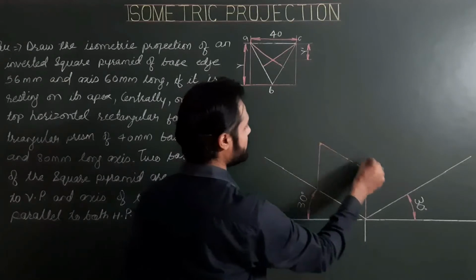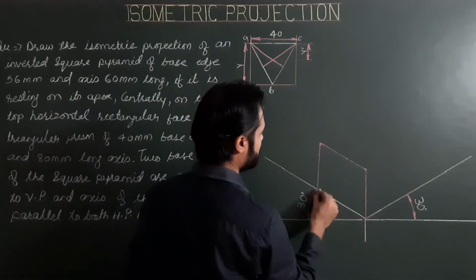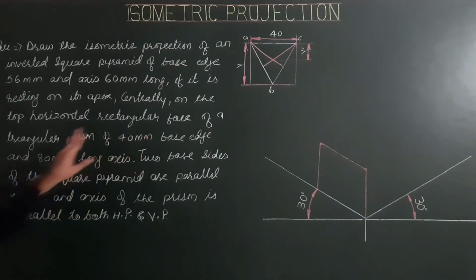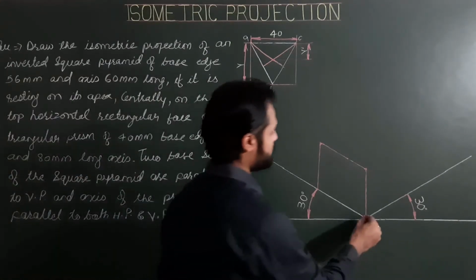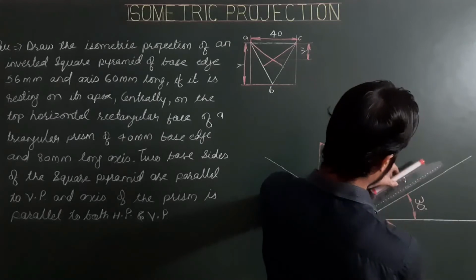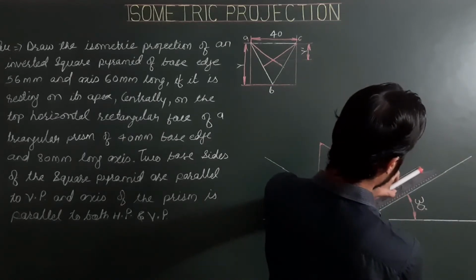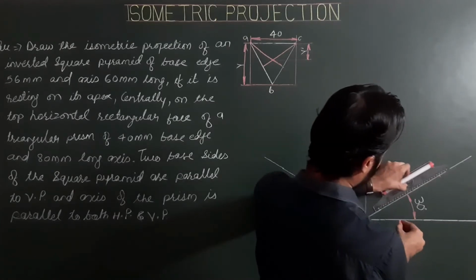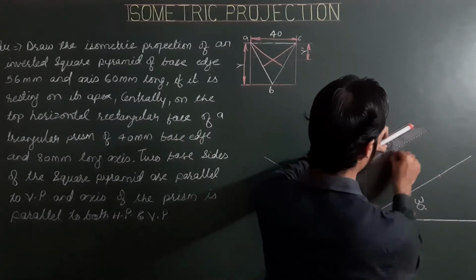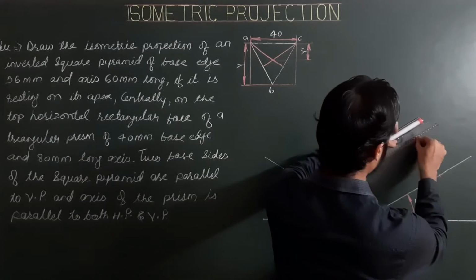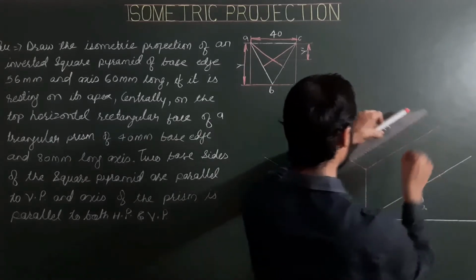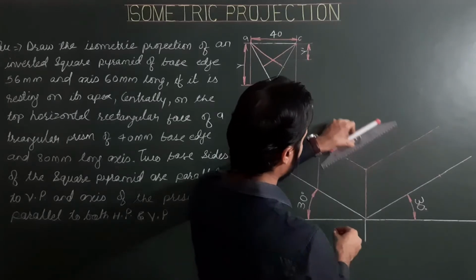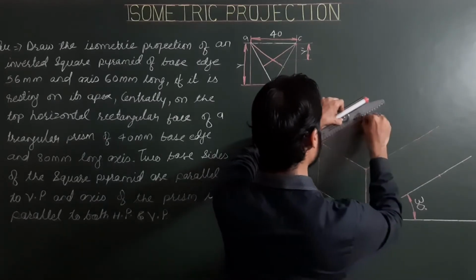Now from all corners of the helping box, we are required to draw lines for its generator, and the length is 80. So from the first point, we have to mark limits of 80 along the first isoaxis. Again from all points, drawing lines parallel to the first isoaxis, and the length is equal to iso 80.